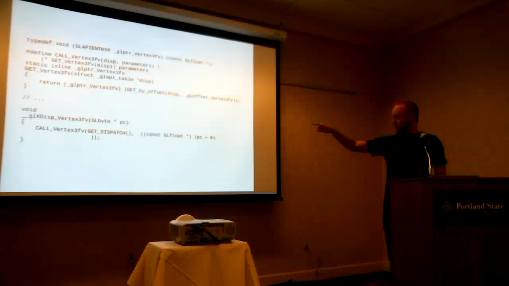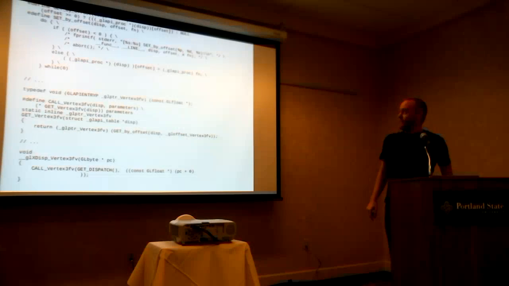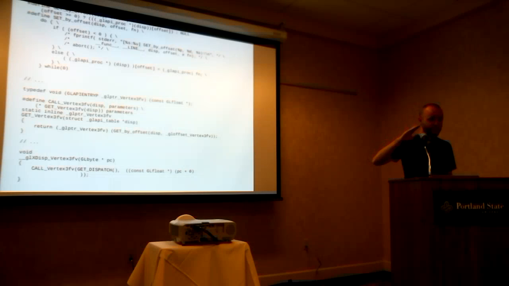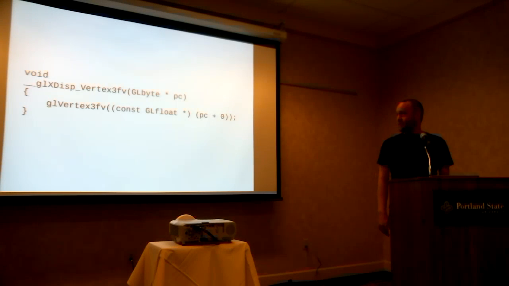This is what the implementation of that looks like, and again, this is all code generated. The implementation of call Vertex 3F is this big macro that emits this static thing that calls get by offset, and then get by offset is this hideous thing up here that knows about what the dispatch table looks like, and you generate piles of this for literally every GL entry point. I'd prefer not to. After the rewrite, it looks more like this.